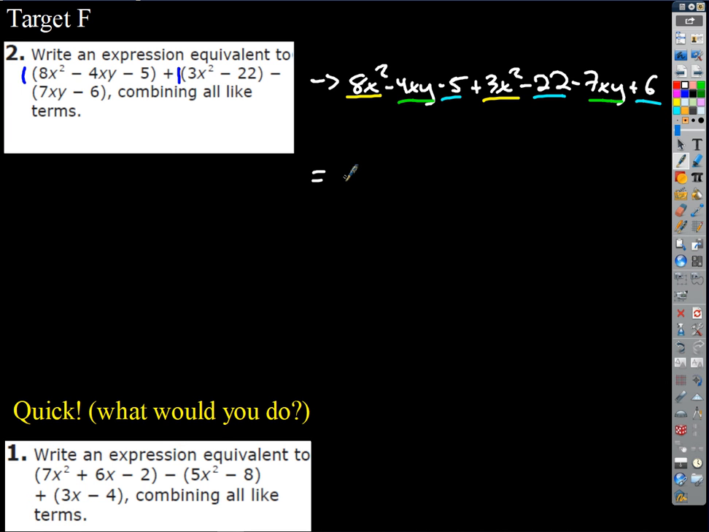How many x squareds do I have? 8 plus 3 is 11. Good, I get 11x squareds. How many xy's? Negative 11 xy. Negative 11 xy. And then, here I'm going to get negative 27 plus 6 is negative 21.